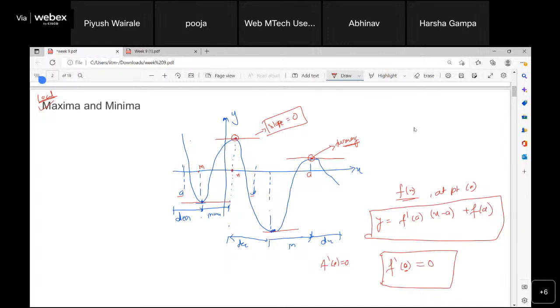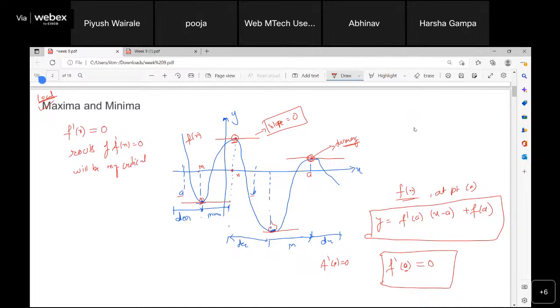Now here every turning point is a critical point. This is also a critical point. This is also my critical point. These are all my critical points. And how to find the critical point? Say this is my f of x. Now just simply differentiate f of x and equate it to 0. And the roots of this equation, f dash of x equals 0, will be my critical points, right?